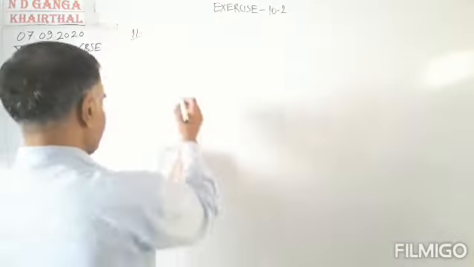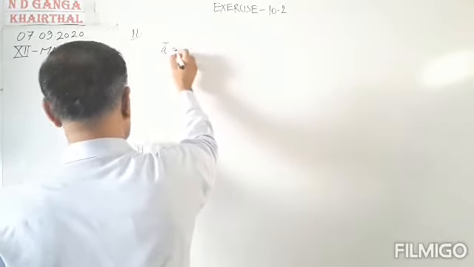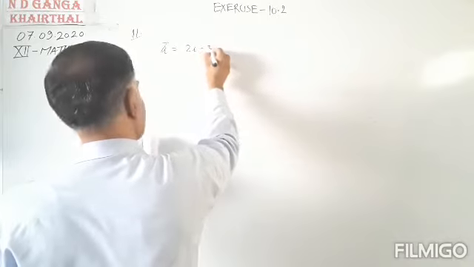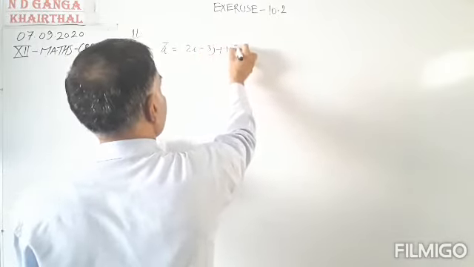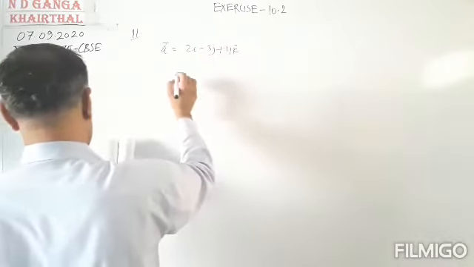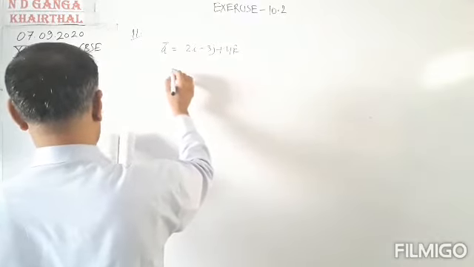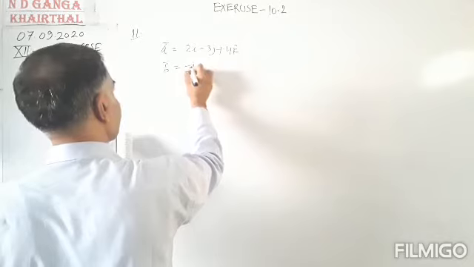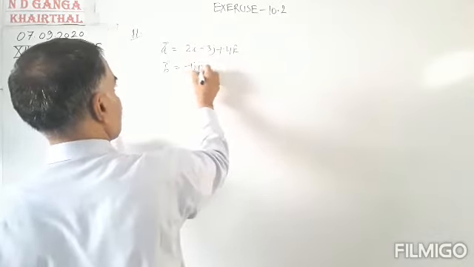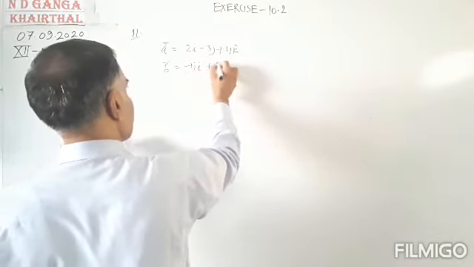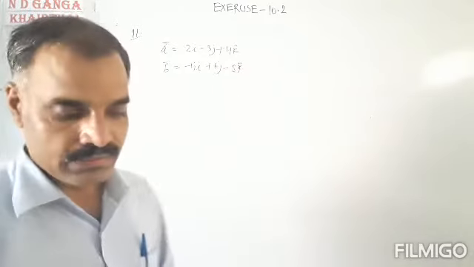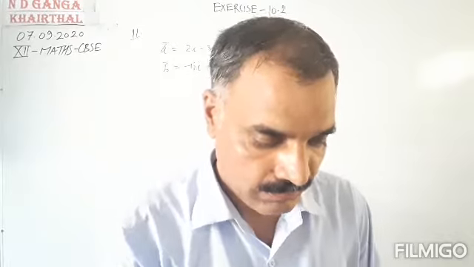Collinear vectors. Vector a is given as a = 2i cap minus 3j cap plus 4k cap. And the second vector, that is b vector, is minus 4i cap plus 6j cap minus 8k cap, and we have to show that these are collinear vectors.